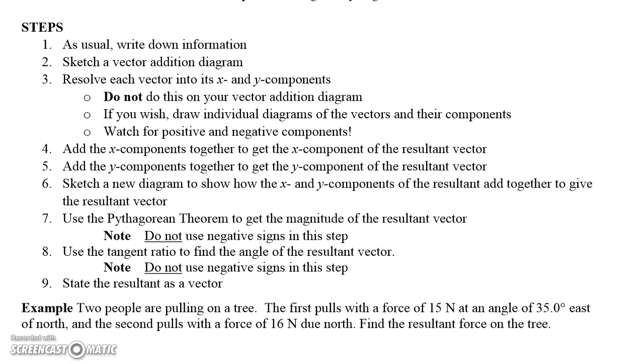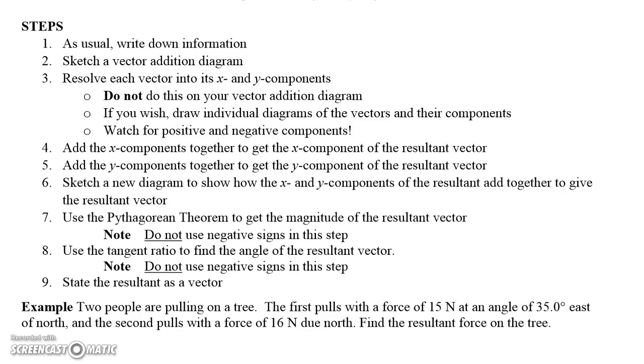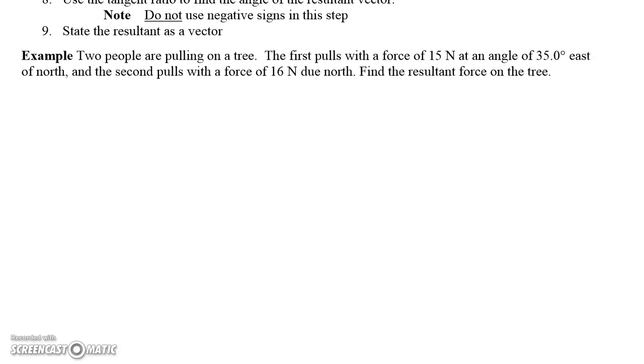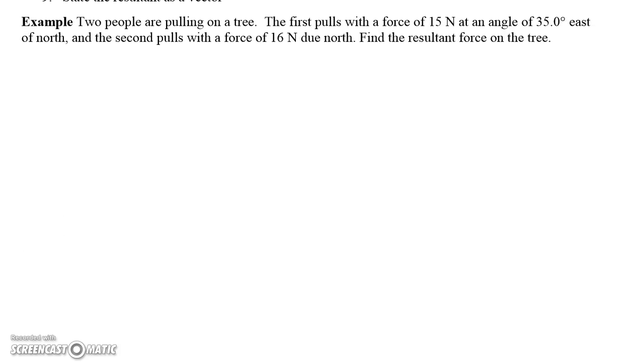So as usual, write down the information, sketch, and do a whole bunch of math. So we'll walk through these steps one by one with our example. Two people are pulling on a tree. The first one exerts a force of 15 newtons at an angle of 35 degrees east of north, and the second pulls at a force of 16 newtons north. Find the resultant force on the tree.